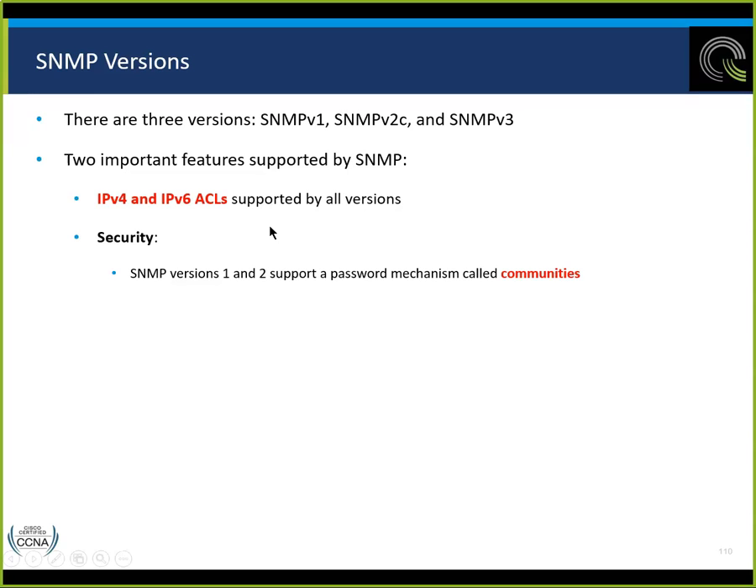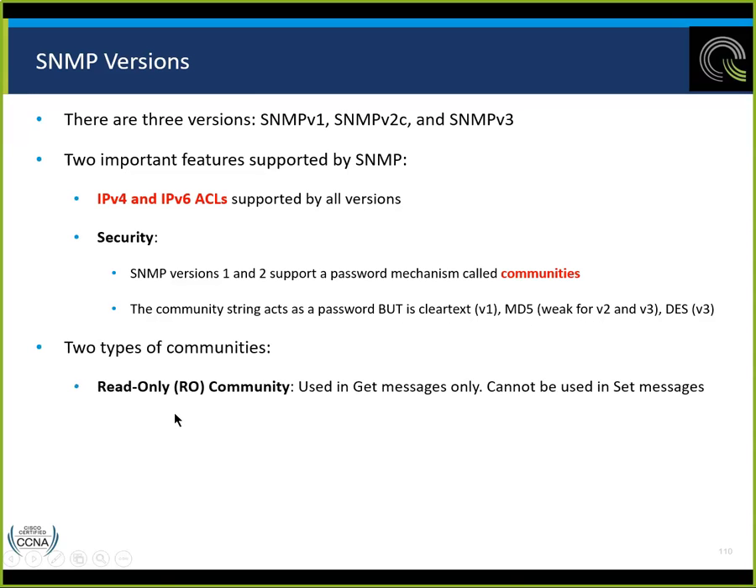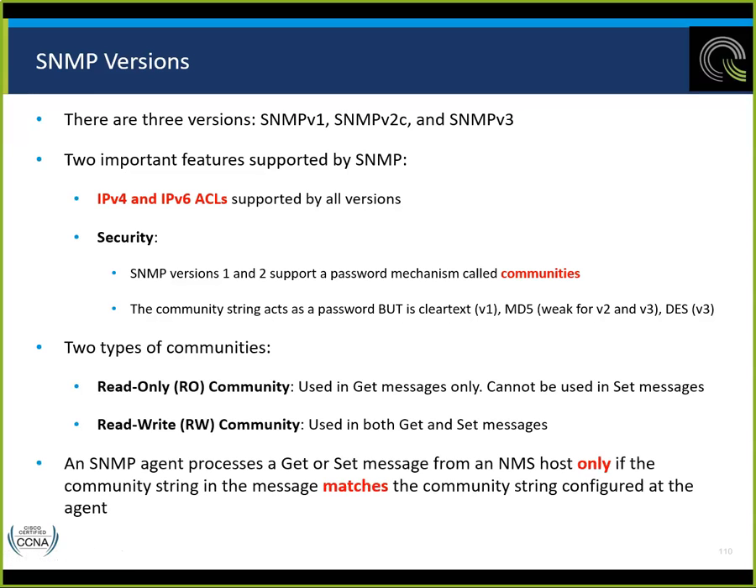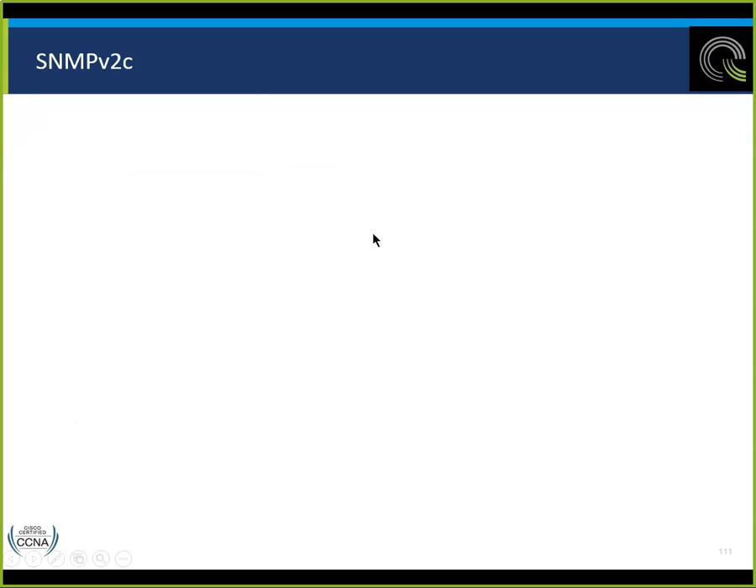Not a real great vote of confidence for that type of security. It acts as a password, but it's clear text. We have MD5, weak, for version 2 and version 3, and DES is going to be used in version 3. The two community types are the read-only community to get messages, and the read-write community, used in the get and the set. The SNMP agent processes the get or set commands. The SNMP agent is the software that we run on our device, our Windows machine, our Mac, or our Linux machine, in order to do those things.